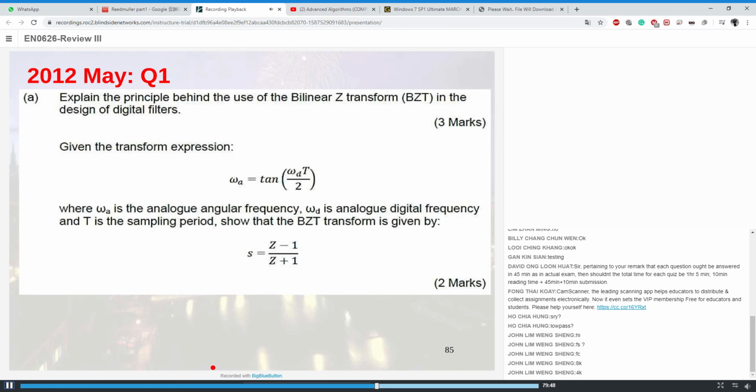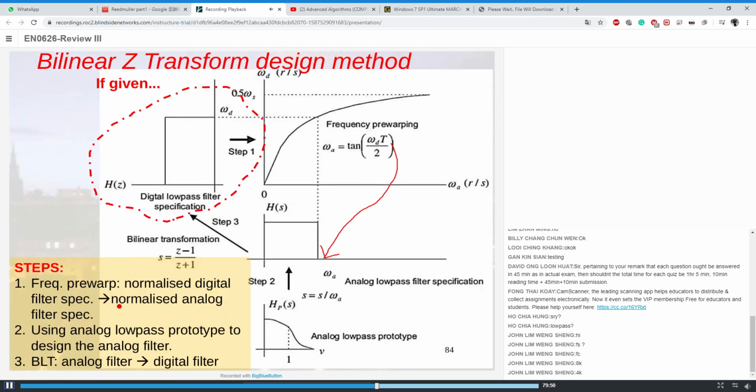Let me show you the step. This is the frequency warping, where you use this formula to convert. It means your digital frequency, the corner frequency of 2.5 kilo, is 2 pi multiplied by 2.5 kilo multiplied by the sampling interval, in this case 1 over 8 kilo, divided by 2, tangent, and then you get your analog corner frequency.